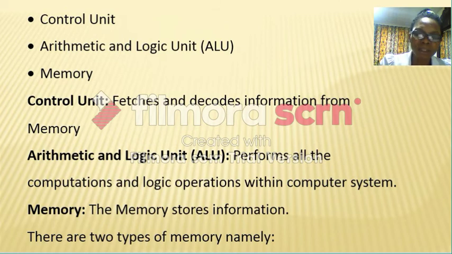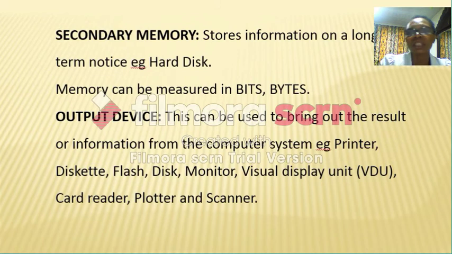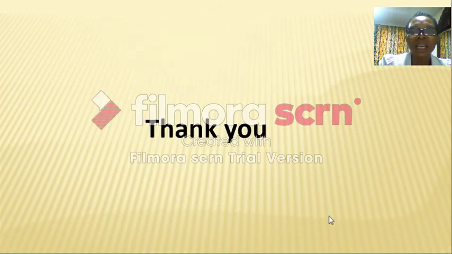Memory stores information, and we have two types of memory, namely primary memory and secondary memory. Primary memory is volatile, while secondary memory is not. Output device. This can be used to bring out information, to process data, or to store information and data. Examples are disk, flash, monitor, visual display, and others.